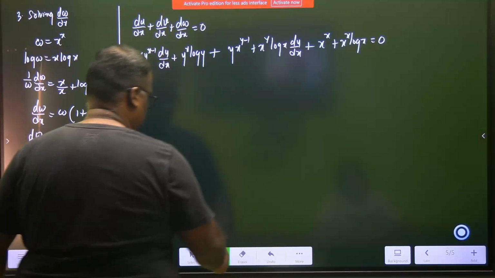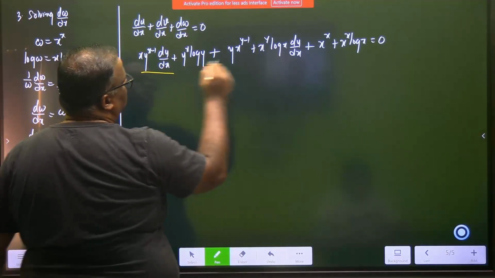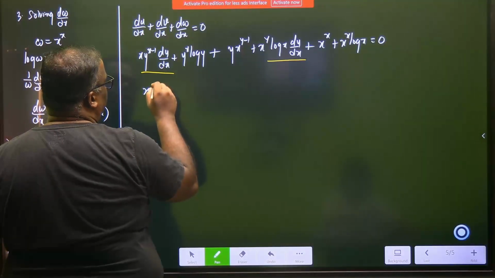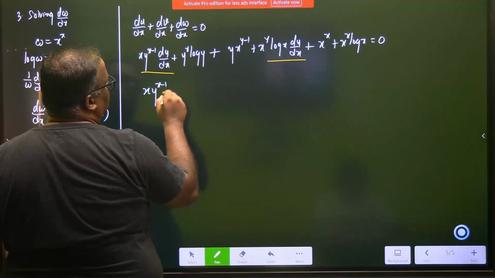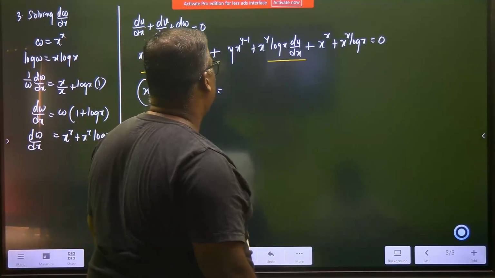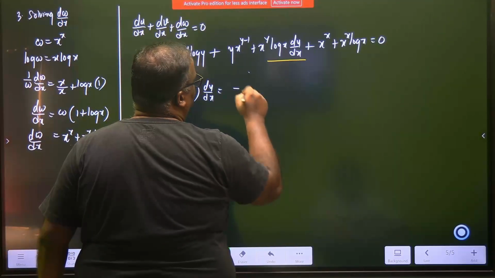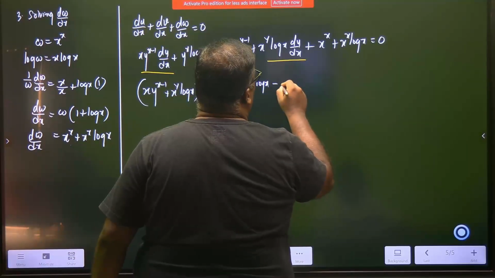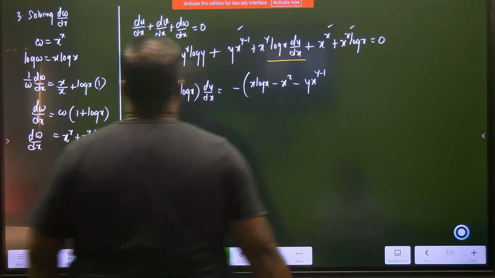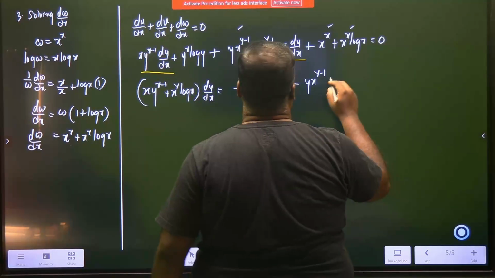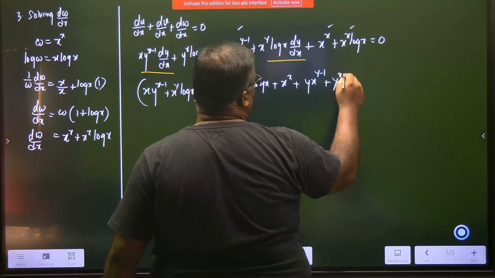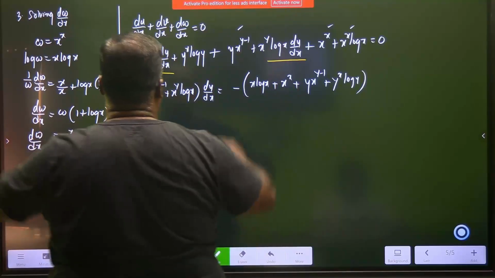Right? So careful here. We have one dy by dx term and another dy by dx term. So let's take it common from here. So it becomes x y to the power x minus 1 plus y to the power x log y, times dy by dx, is equal to, now everything goes as negative. So negative of x to the power x log x, minus x to the power x, minus y to the power x minus 1 times x, all right, and this one y to the power x log y.